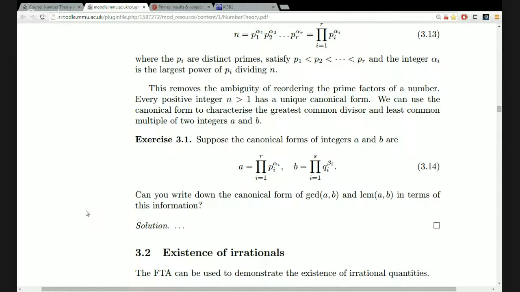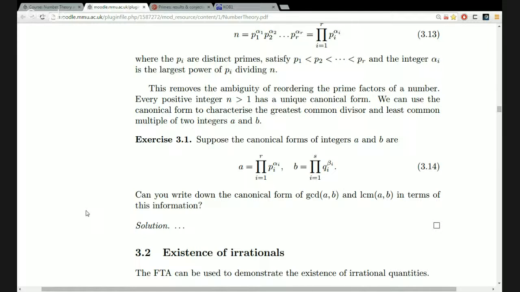It must be the largest possible exponent that is part of the factorization of A and part of the prime factorization of B. So this is going to be the minimum of the corresponding alpha i and beta i. So you look at the two factorizations of the two numbers, you look for the primes that appear in both, and you take the smaller of the two exponents. Okay. We'll look at some examples shortly.